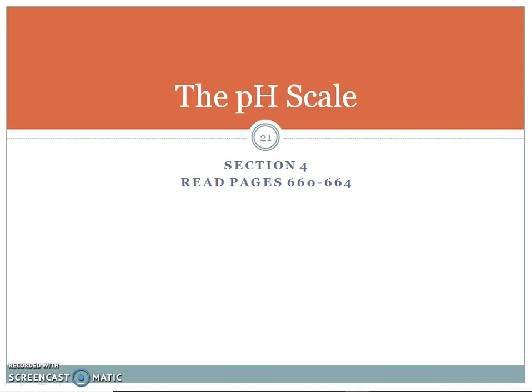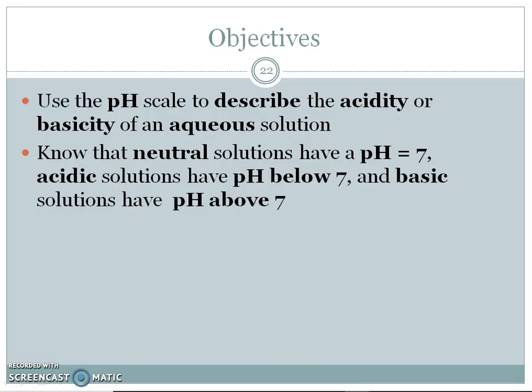This is Mrs. O'Neill for AP Chemistry, Chapter 16, Section 4, the pH scale, something I'm sure you've heard before. In this case, you're going to understand that the pH scale describes how acidic or basic an aqueous solution is. And you probably already know that a pH of 7 means that it's neutral, a pH below 7 means that it's acidic, and a pH above 7 is basic.